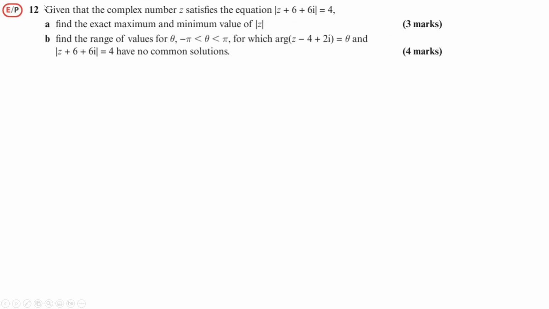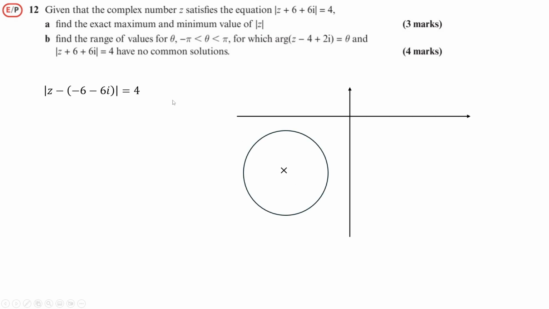That's your answer. Given that the complex number z satisfies this, remember this is a circle. Let's put it in the form z minus minus 6 minus 6i equals 4. Let's just draw it out. It looks something like that. Find the exact maximum and minimum value of the length of z. Careful, this is z minus 0, so this is the point 0, 0 to z, which is anywhere on this circle here.